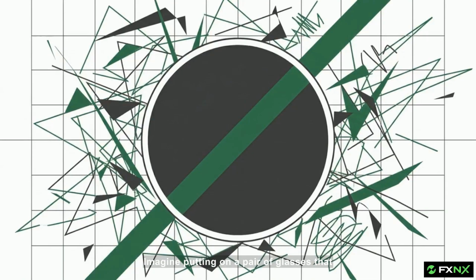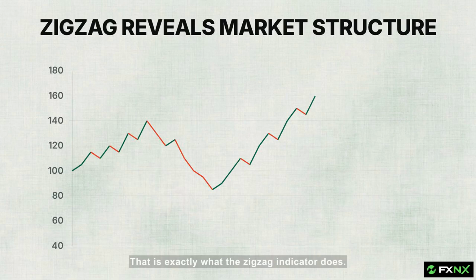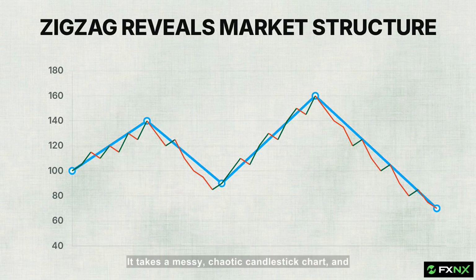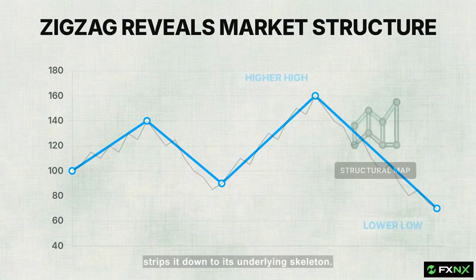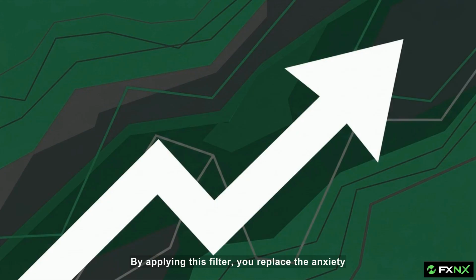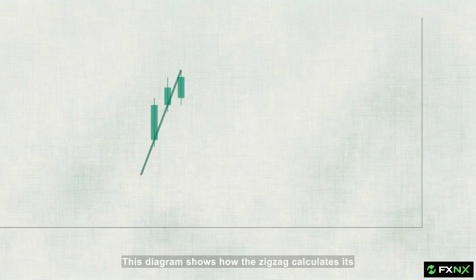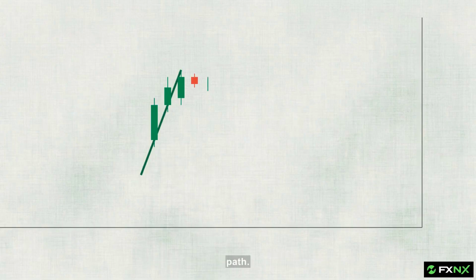Imagine putting on a pair of glasses that automatically blurred out all those irrelevant wiggles and only showed you the significant structural moves. That is exactly what the zigzag indicator does. It takes a messy, chaotic candlestick chart and strips it down to its underlying skeleton. By applying this filter, you replace the anxiety of staring at random price ticks with a clear, readable map of the market's true direction.